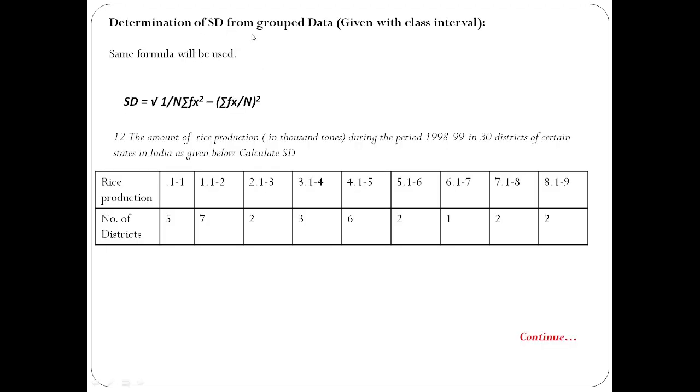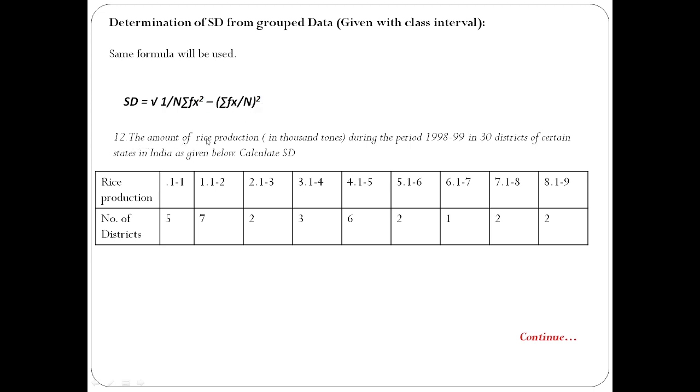Now, determination of standard deviation from the group data given with class interval. The same formula for the determination of the standard deviation from the group data is used. That is, standard deviation is equal to root over of 1 by n into summation of fx square minus summation of fx by n whole square.